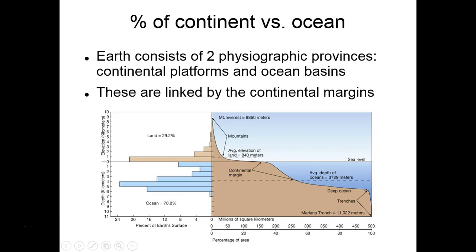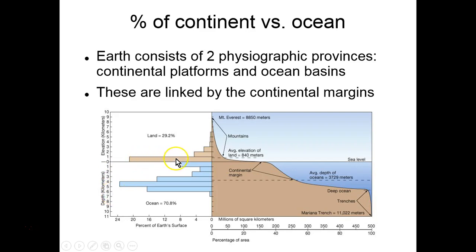If you look at this image, on the left side we see a graph showing the percentage of Earth's surface that is made up of either land on top and ocean on the bottom, and the average height of land and what the percentage of each is at different heights. And down here is the percentage of ocean that is at different depths.